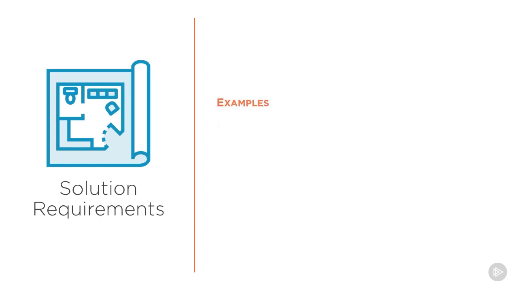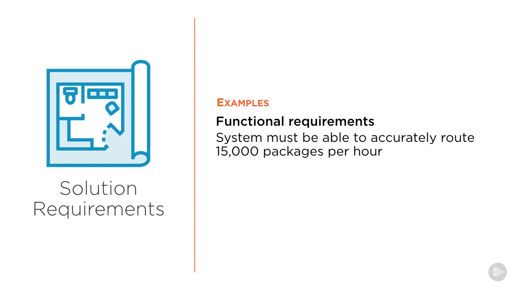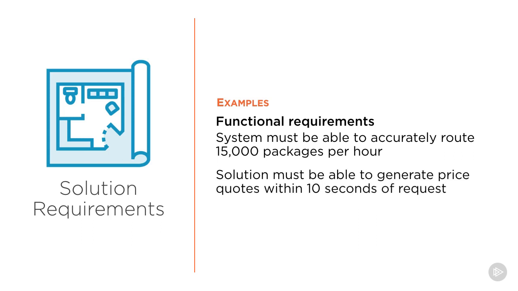Examples of functional requirements include systems needing to be able to accurately route 15,000 packages per hour. So think about us as a shipping fulfillment system. Perhaps this is one of the things that we are seeking to deploy in order to meet a business need. This would be a firm example of a requirement. Perhaps instead, we're working on developing a new price generation software tool. Here, the solution needs to be able to generate price quotes within 10 seconds of a request being placed. This would be another functional requirement.